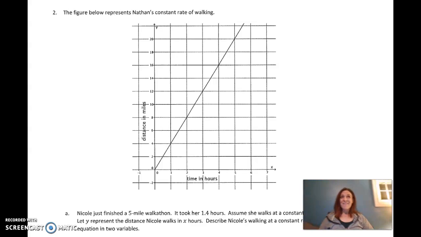All right, so we're still focusing on that idea of a constant rate. In the different forms, we can find the constant rate. So this graph right here says the figure below represents Nathan's constant rate of walking. Okay, so let's review how we read a graph.